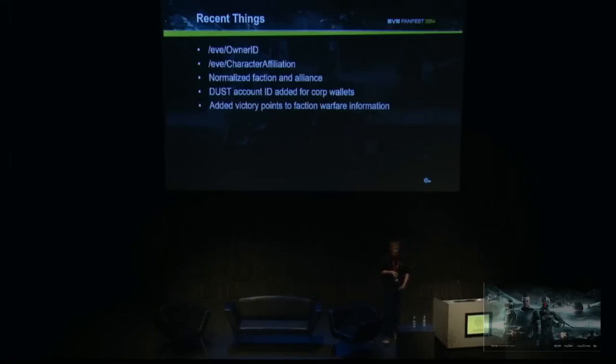Victory points have been added to the faction warfare information. We'll give you a list of all the systems involved in faction warfare and what the status of them is. And we added the victory points to that, so you now know how contested certain systems are, and you also know how much of an influence Dust is having on faction warfare. So that's kind of cool.